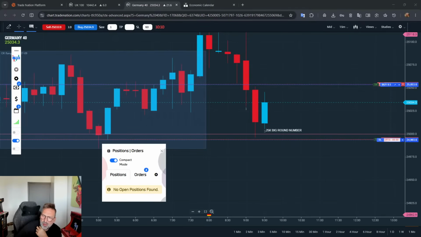Harvesting potato. What do you mean by smaller size? Like 50% of the lot size that I'm trading here, which is one lot. Harvesting potatoes. What are you insinuating?